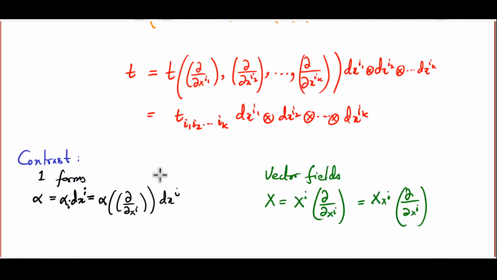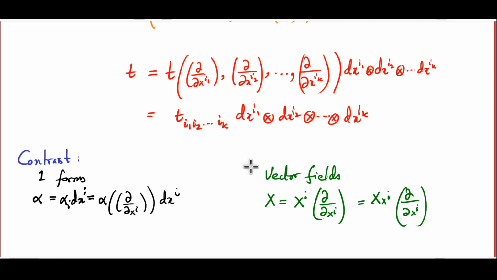But let me just compare this with what you already know about one-forms. A one-form alpha is written down in the form alpha i dxi, which is also the same as alpha acting on del del xi. That's what alpha i is, times dxi. It's obvious that a T here essentially is a generalization of this one-form to a higher order thing where you have, instead of a single dxi, tensor products of a bunch of dxi's, k dxi's to be precise.